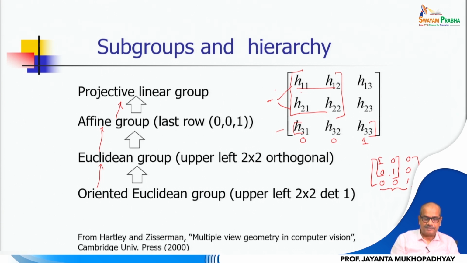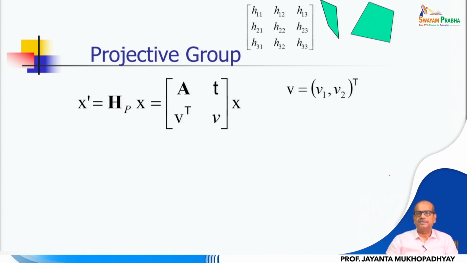So these are the special cases. Let us try to understand each of these groups and see what the specialties of the different groups are, because whatever properties are satisfied in general for a projective group, those properties are also true for all its subgroups, and it goes down the hierarchy in the same fashion.